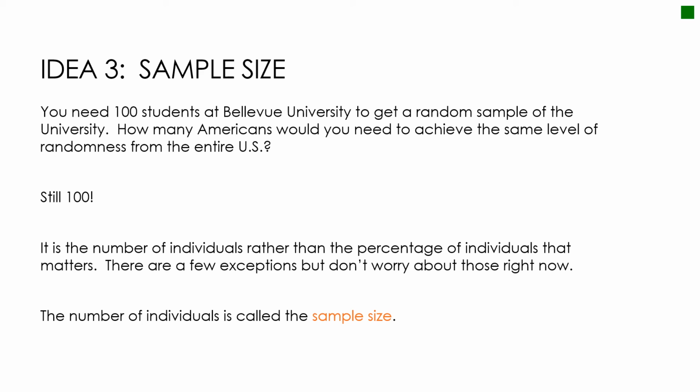The last idea is sample size, and this one a lot of people struggle with because if I need 100 students at Bellevue University to get a random sample, how many Americans would I need? Well, I still only need 100. What we need is enough to be able to have varying opinions or varying answers, etc. But not so many that it's going to cost a ton of money or that it's going to take a ton of time. But just so we remember that terminology is important, remember this would be considered a sample size, and sample size would be represented as N, which is the number of individuals that we speak to. So we'll talk more about that in a little bit, but just know sample size is N.